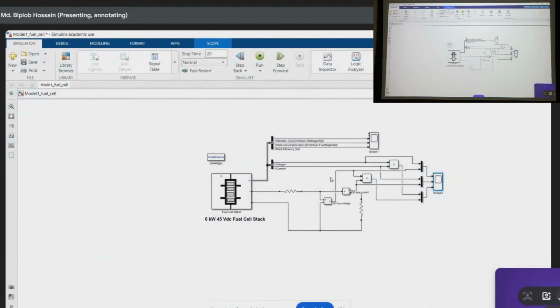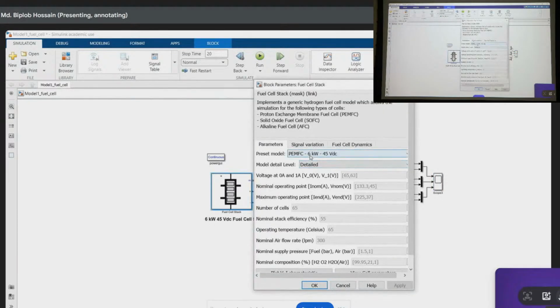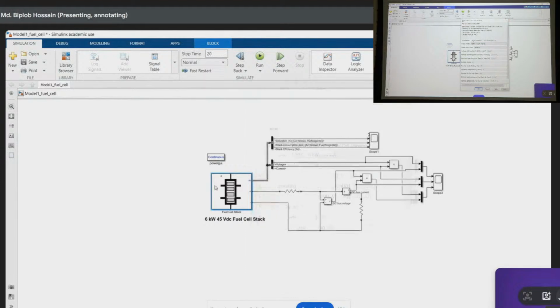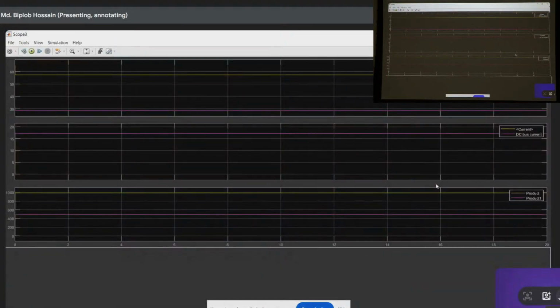Yeah, so here we see the same things. Actually here, from here we are selecting this one, 6 kilowatt 45 volt DC. So based on this, the power supplied by this fuel cell should definitely equal 6 kilowatt, and the voltage across the positive and negative terminal of this fuel cell should be 45 volts. But from here, if we see the voltage supplied by the stack, this is the yellow one, this is more than 45 volts, you see. So my question is why?